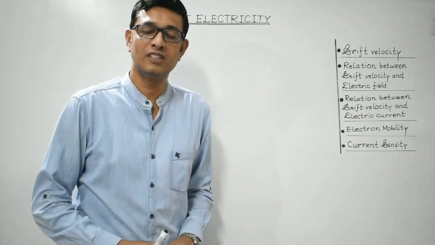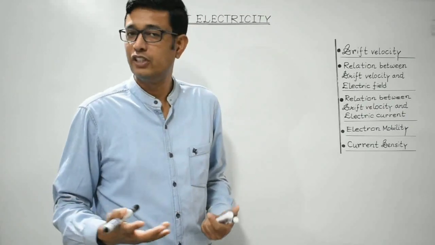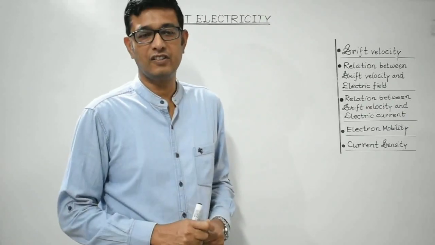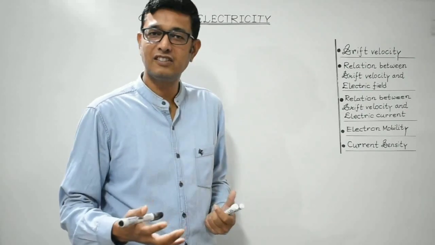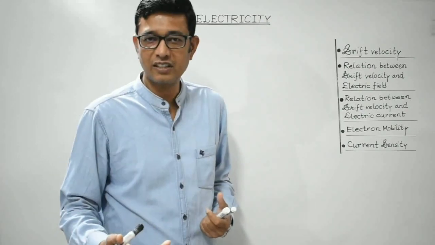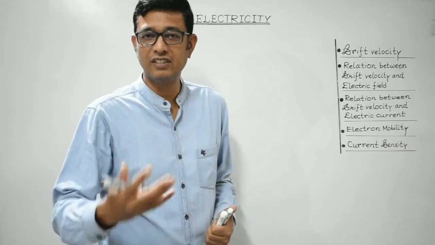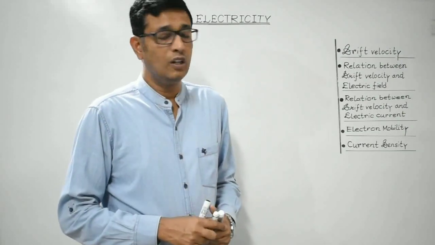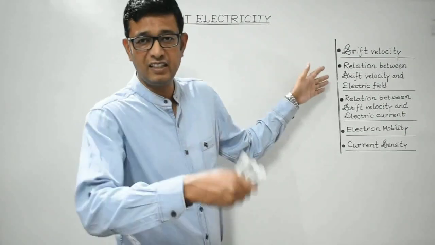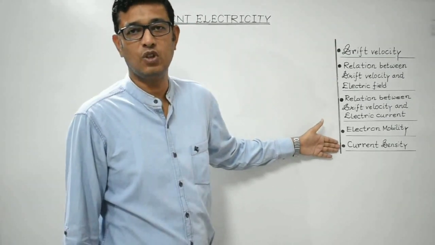Jai Hind students, in the previous lecture we started with the new unit of current electricity, right? In that lecture we discussed the intro regarding current, and types of charge carriers in solids, liquids and gases. Then we discussed the electric circuit and the SI unit of current as well. Today we will be extending that topic and discussing these terms and terminologies, right?